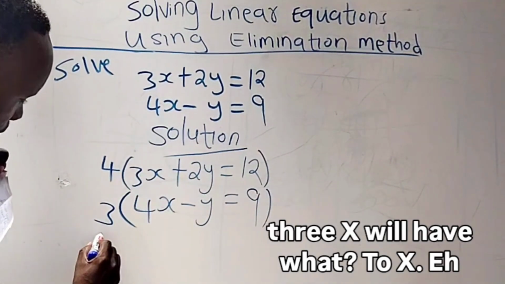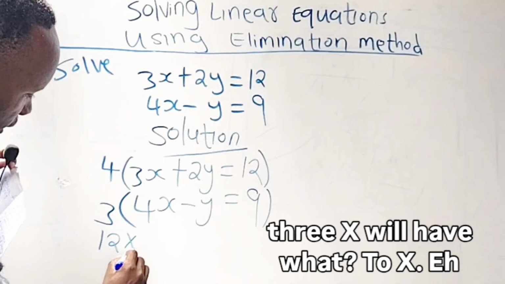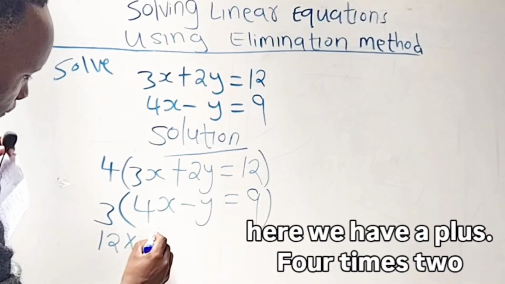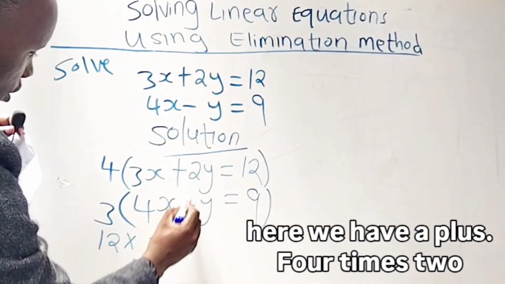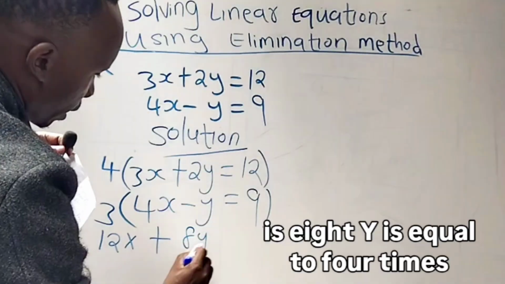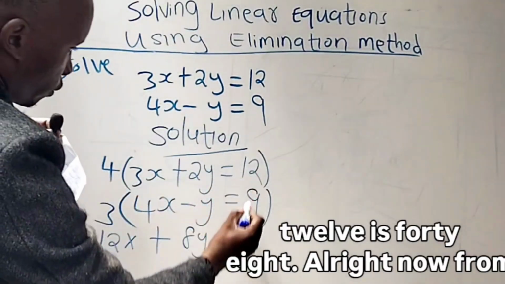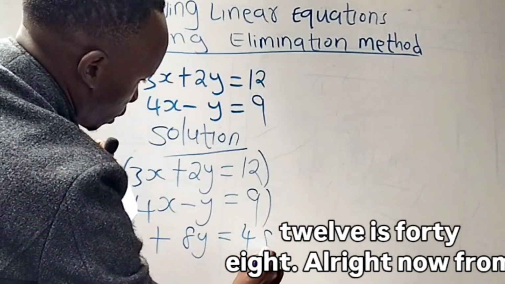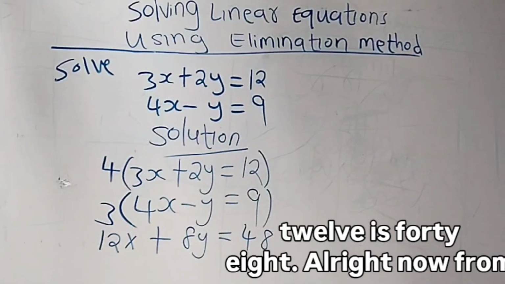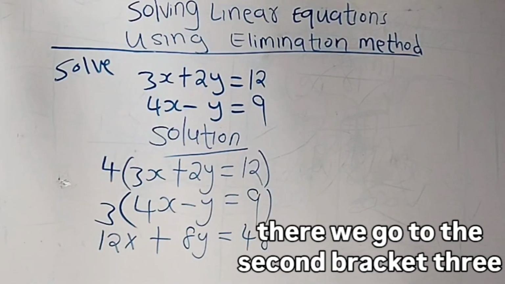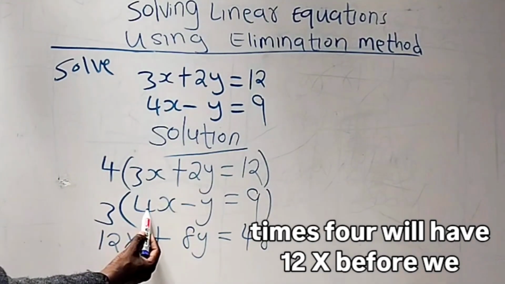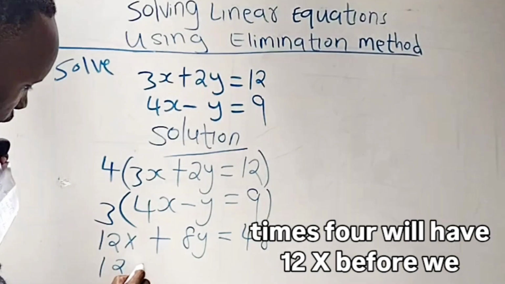I will have what? 12x. Here we have a plus. 4 times 2 is 8y. Is equal to 4 times 12, which is 48. Alright. Now from there, we go to the second bracket. 3 times 4, we'll have 12x.